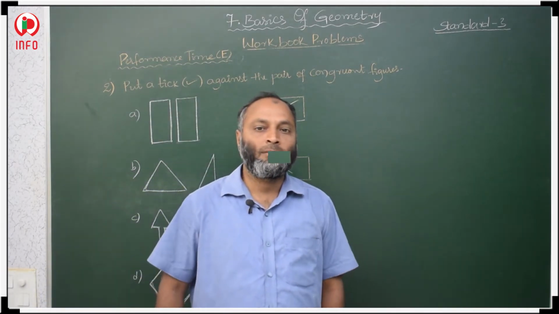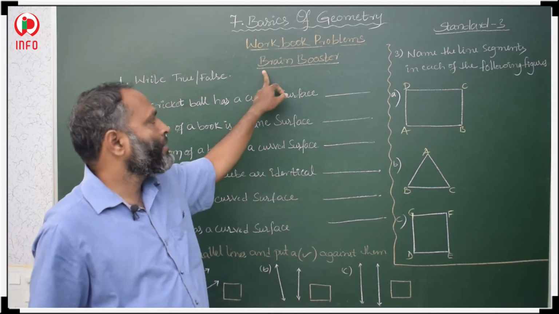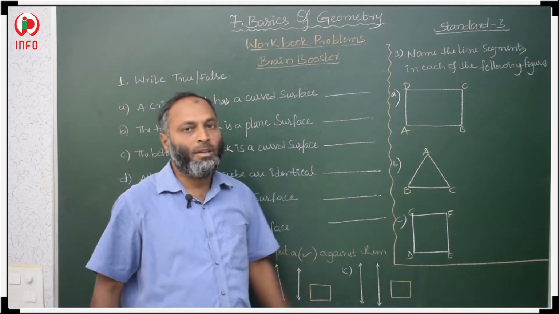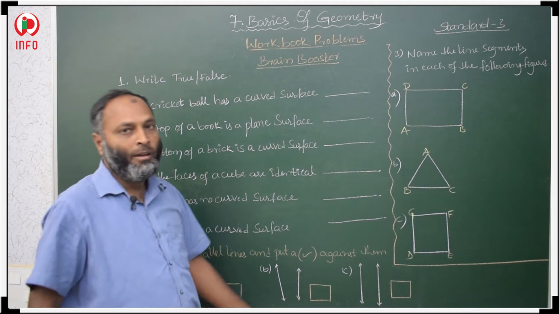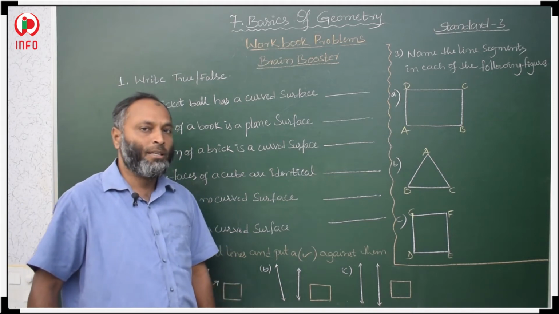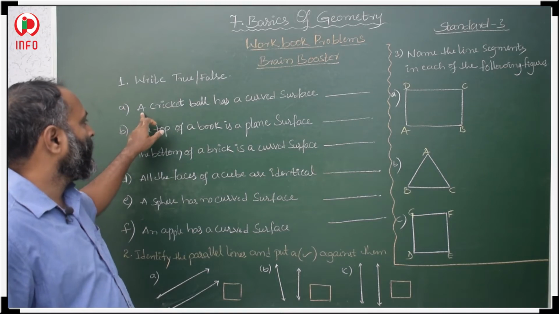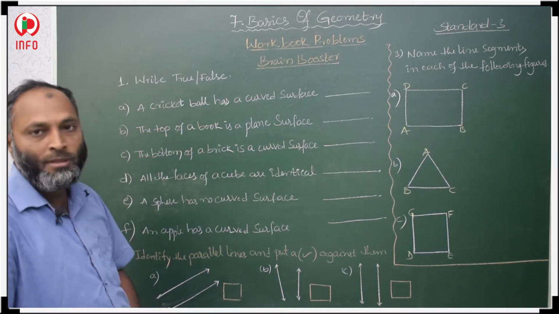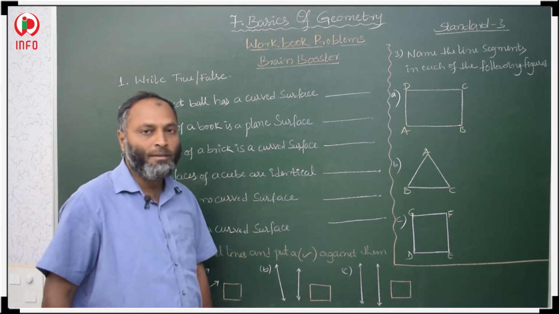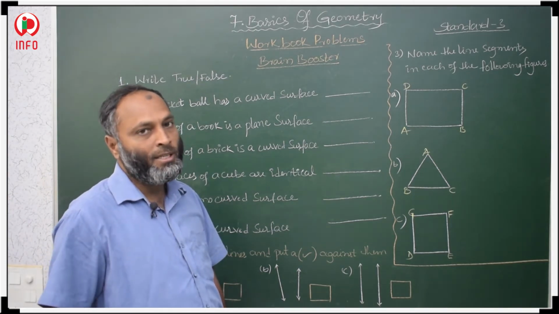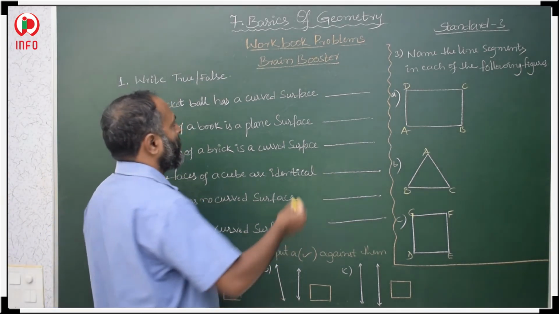Okay. Now next, brain booster. In this workbook, brain booster. Again we recapitulate what we did in the workbook as well as in the textbook. The first bit, true or false. Here, first one: a cricket ball has a curved surface. Yes, it is a curved surface. It has a curved surface. Why? Because it is of spherical shape. So here, true.